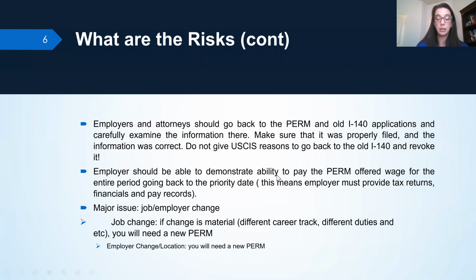The employer should be able to demonstrate the ability to pay. That's a normal requirement with all of the I-140s. The PERM offered wage for the entire period going back to the priority date. So the employer will have some work to do in terms of getting their tax returns, financials, and pay records going back to your priority date. That might take some time. Also, all of these documents must be examined to make sure that there are no financial issues with the employer throughout those years. So that's where some of the potential issues and risk might come up.